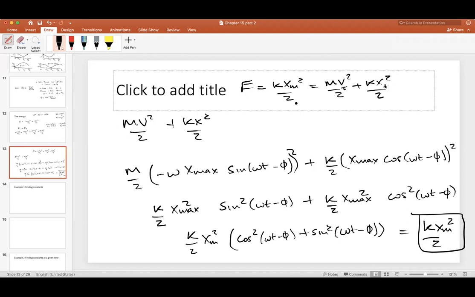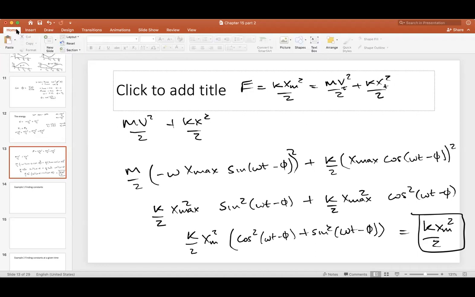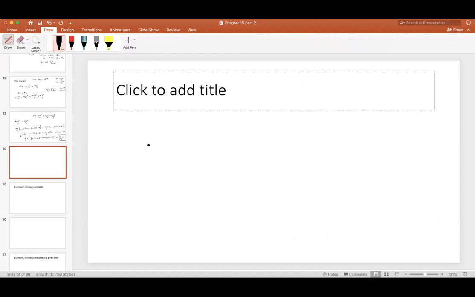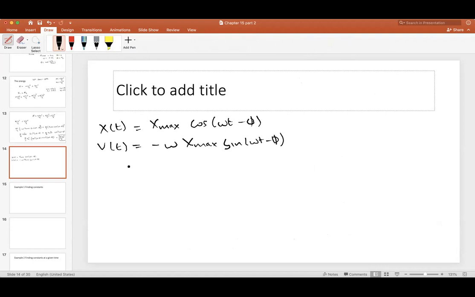So before we move on to the two examples that I want to do of how to do all this stuff, I do want to go back and just write everything that we've learned so far that you need to remember. So you need to remember that x of t is x max times cosine of (omega t minus phi). And you need to know that v of t is negative omega x max times sine of (omega t minus phi). And you need to know that a of t is minus omega squared x max cos of (omega t minus phi).